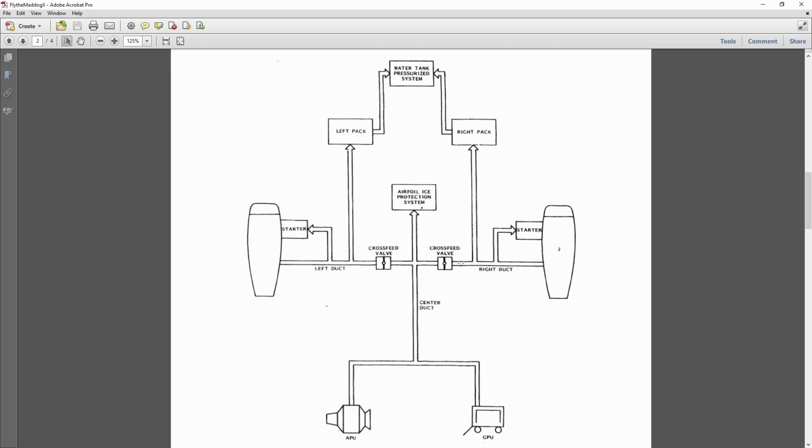So one of the first things I do in the cockpit preparation is I always open those valves so they're ready to go, because that's one of the biggest things that people miss on the MD-80. Why won't my engine start? Why don't I have air conditioning? Why don't I have pneumatic pressure? It's because you left your crossfeed valves closed.